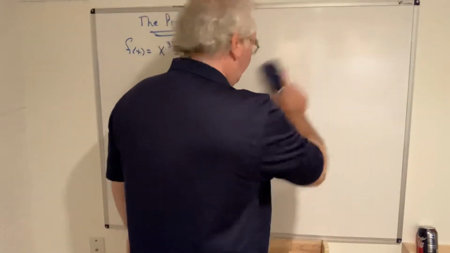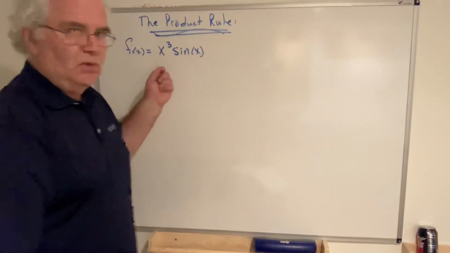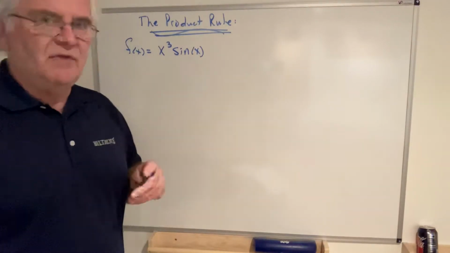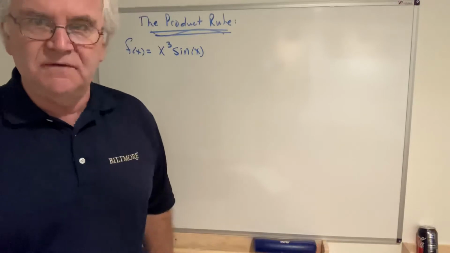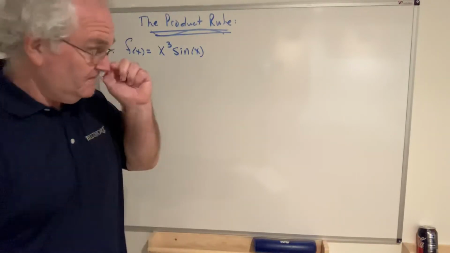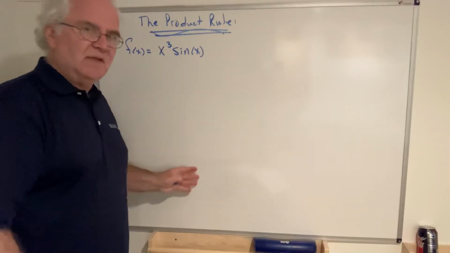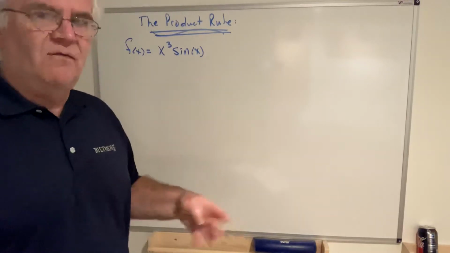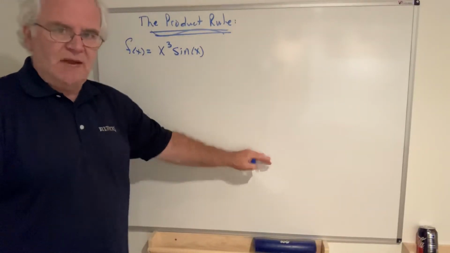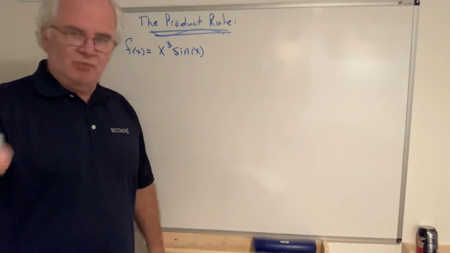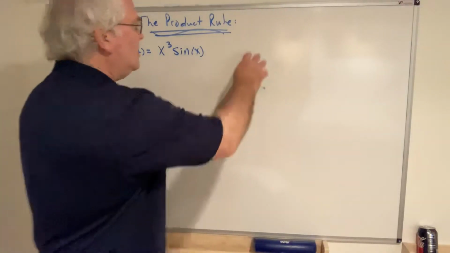But for products, the rule is more complicated. The derivative of the product is not simply multiply the derivatives. It doesn't work that way. After I go through this, in the next video I'll go through a proof of why the product rule is the way it is. For now, we're going to accept this as a given, and the proof will come later. And so the rule is this.